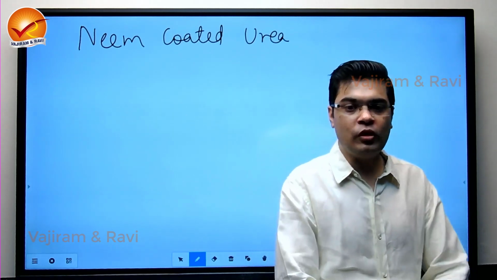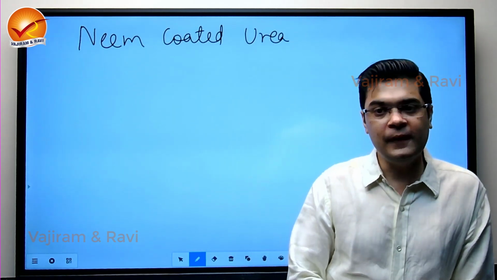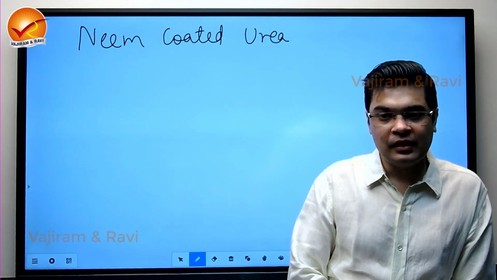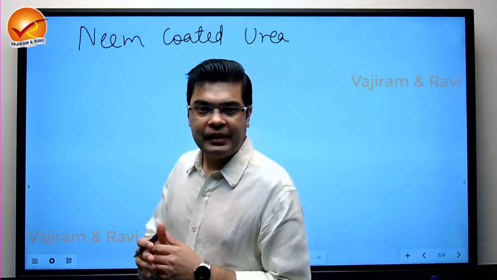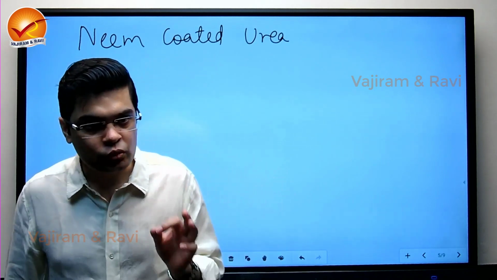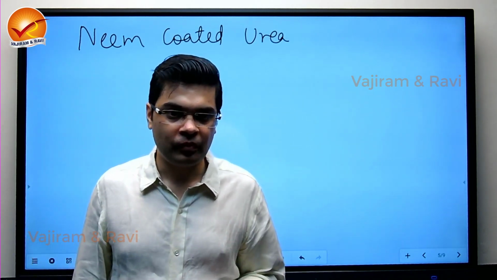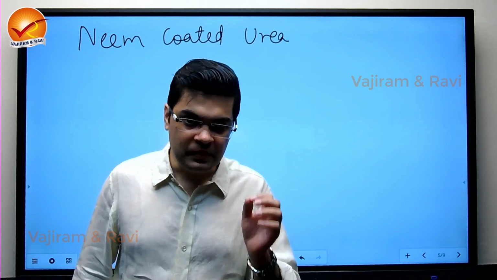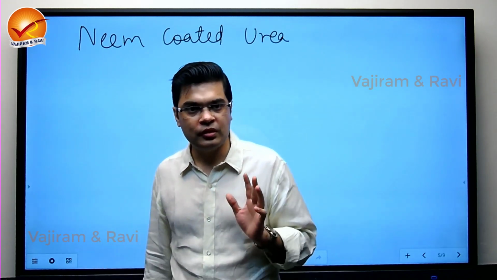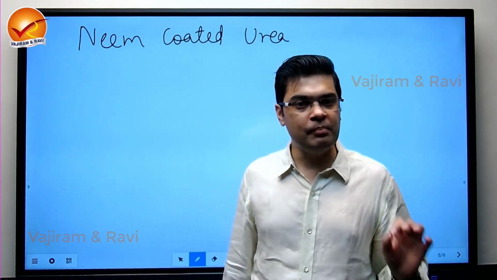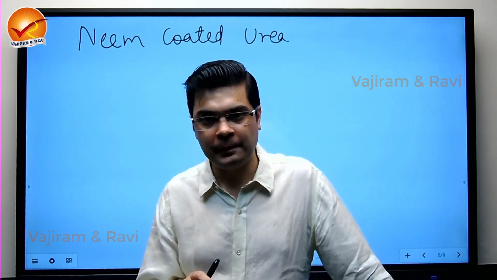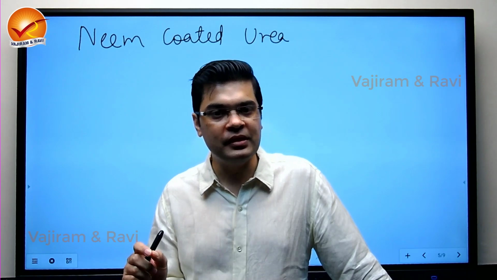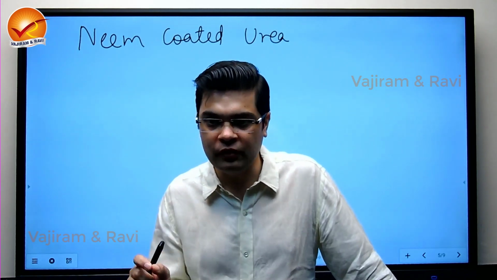You must have read about what this neem coated urea is. Now, the government says that any urea which is used in agriculture, be it domestically produced or imported, has to be coated with neem oil. Neem coated urea means urea which is coated with neem oil.